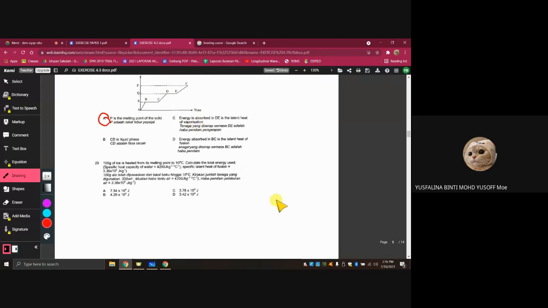For this one, it says 100 gram of ice is heated from its melting point to 10 degrees Celsius. Calculate the total energy used. We use the formula Q = mcθ + ml. Why? Let's see the heating curve. Here it starts from ice, right? This is ice, and this is ice plus water.